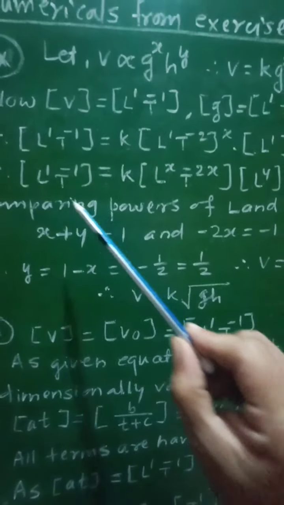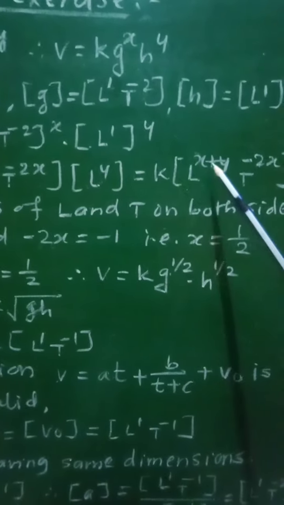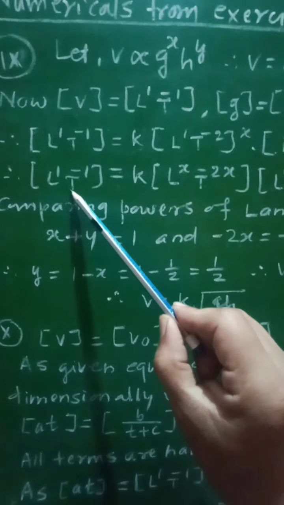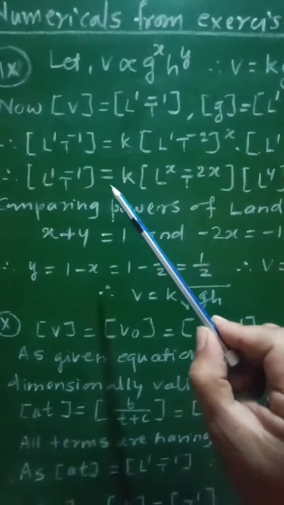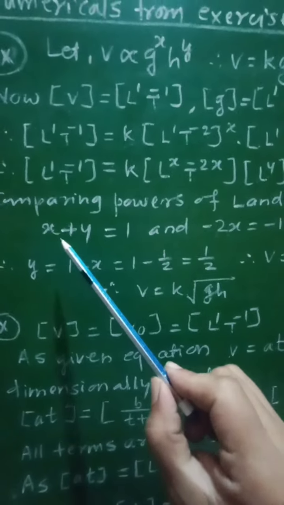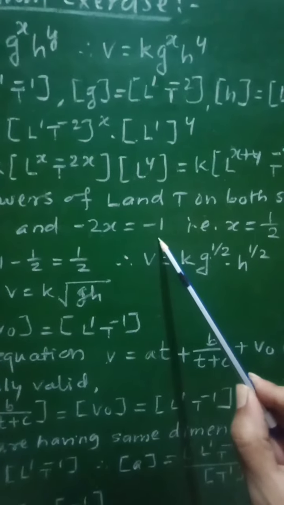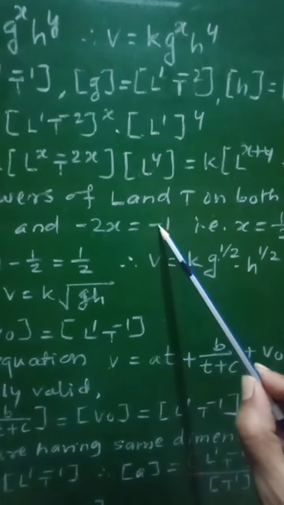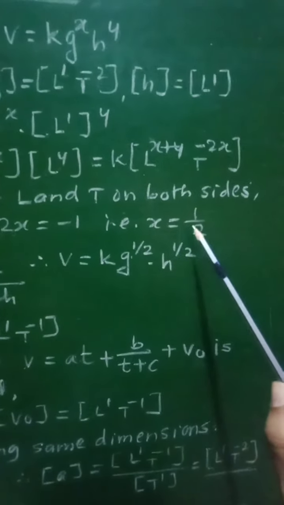Comparing, we will get x plus y equal to 1. Here the index of L is 1, here the index of L is x plus y. As both sides are equal, therefore x plus y must be equal to 1 and minus 2x must be equal to minus 1. As minus 2x equal to minus 1, minus minus will become plus and x will be equal to half. So x is equal to half.